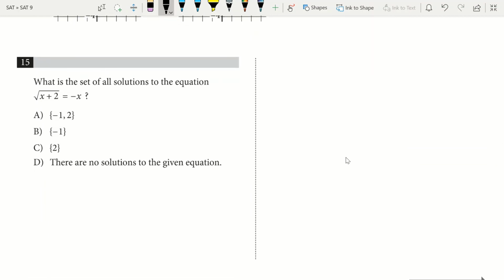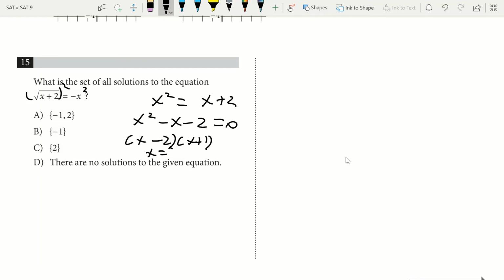What is the set of all the solutions to the equation here? I square each side, right? Negative x squared is going to give me x squared, and that's going to equal x plus 2. I'm going to set that equal to 0 by subtracting x and 2 from each side. I'm going to get x squared minus x minus 2 equals 0. I factor that out, and I get x minus 2 times x plus 1, which tells me that x can equal 2 and x can equal negative 1, but I have to check that answer.